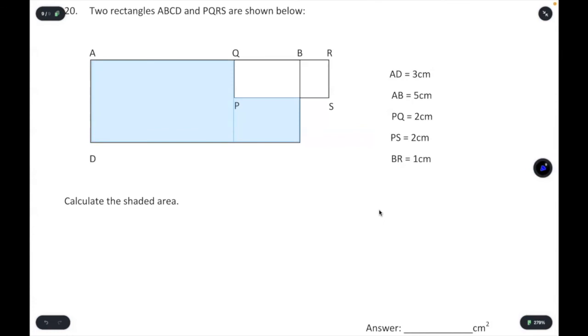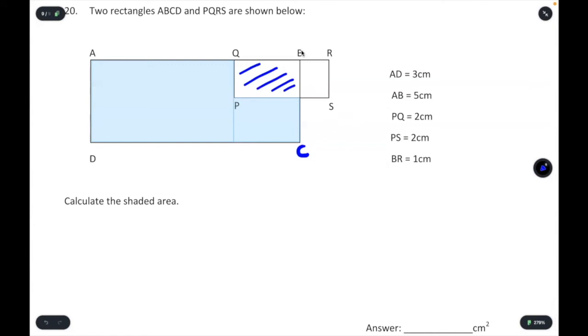Final question for today. 2 rectangles ABCD and PQRS are shown below. That means we can call this point C. Calculate the shaded area. Now, hopefully we can see that this shaded area is the same as this big rectangle, the ABCD rectangle, take away part of this rectangle. We don't need all of this rectangle. We just need to take off this portion of it.